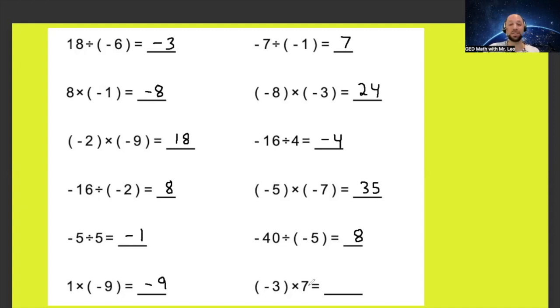Here we have negative 3 times 7. That's going to be a single negative sign in the answer. 3 times 7 is 21. Negative 21, final answer. Good job so far. How you feeling? Any questions? Please put them in the comments.